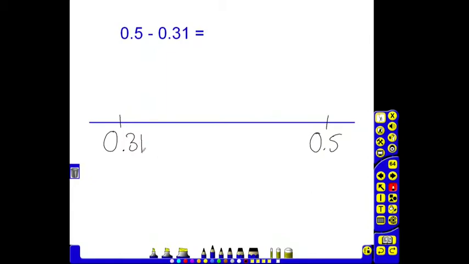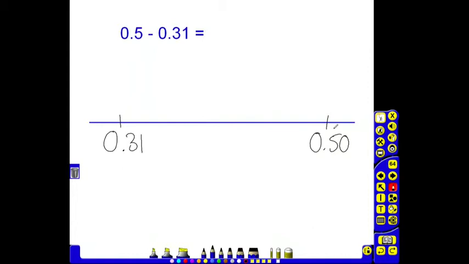Because this number has got 1/100th and this number hasn't, one way to help children in understanding this is to actually add on a 0 into the 100th column as a holding 0. This does not change this number. 0.5 is exactly the same in value as 0.50, but that 0 allows the children to see that they've got 31 after the decimal point here and 50 after the decimal point here. Sometimes that helps children that find it difficult to grasp.